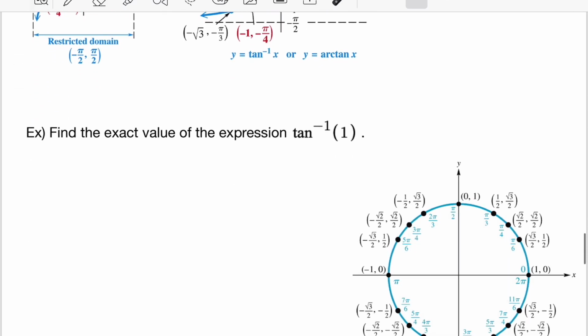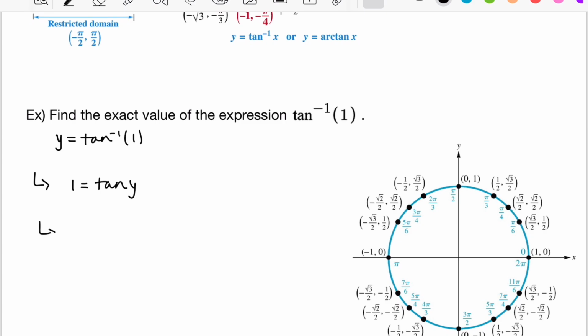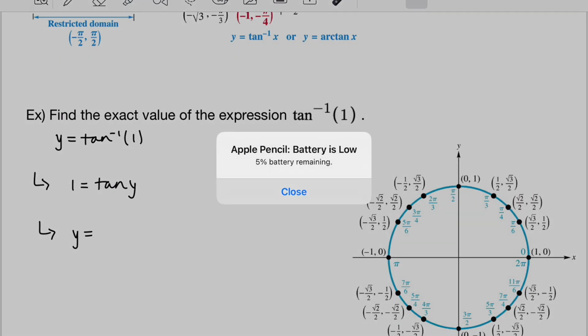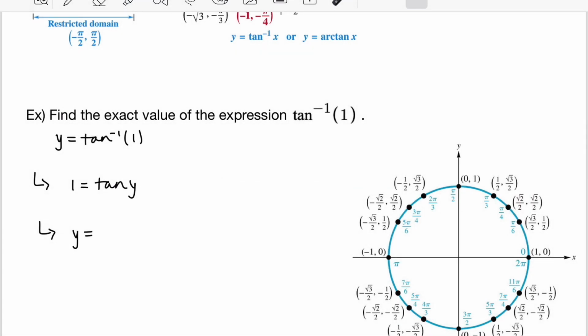We want to find the exact value of this expression. Again, we have y is equal to arctangent of some value x, which is equal to 1 in this case. So this can be rewritten as x, or 1, is equal to tangent of y. What we want to do then is find a y value such that this is true. Looking at our unit circle here, we see that if y is equal to pi over 4, this is going to be true, since sine of this angle is this, and cosine is this, and tangent is going to be sine over cosine.